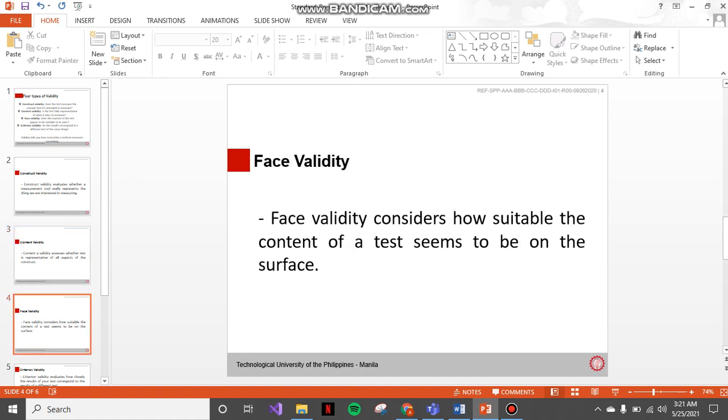Face validity. Face validity considers how suitable the content of a test seems to be on the surface. The direct measurement of face validity is obtained by asking people to rate the validity of a test as it appears to them. The rater could use a Likert scale to assess the face validity. Face validity is also called logical validity. It is a simple form of validity where you apply a superficial and subjective assessment of whether or not your study or test measures what it is supposed to measure.